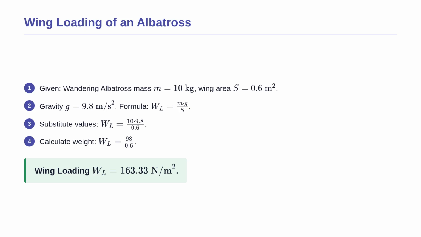First, we substitute the mass and gravity to find the bird's weight, which is 98 newtons. Then, we divide this weight by the wing area of 0.6. The final answer is approximately 163.33 newtons per square meter. Physically, this is a highly efficient and manageable load, allowing the albatross to sustain long-duration flight over the oceans.